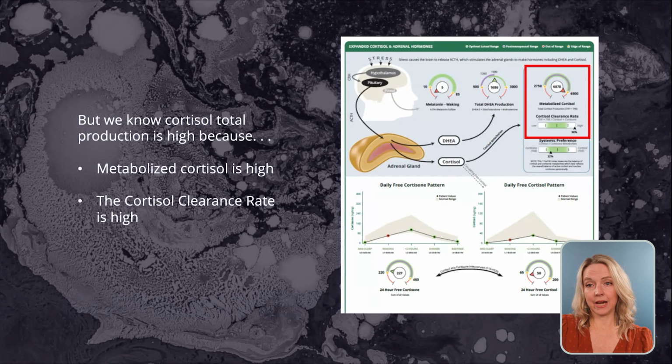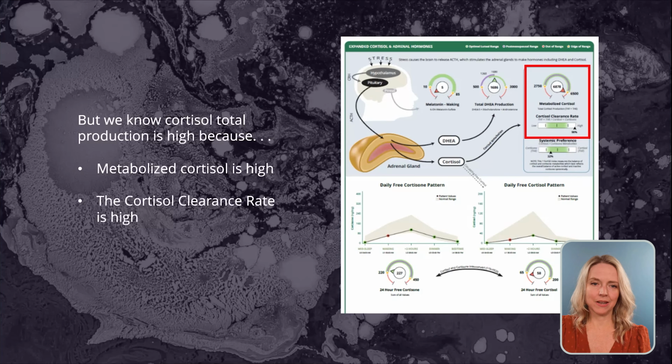We do see the high metabolized cortisol, and the fact that the metabolites are high informs us that the cortisol production and clearance is high, and the low free cortisols are actually maybe part of an adapted stress state. So if we would have just tested the free cortisols, we would have thought, gosh, this patient has low cortisol output, but that would have been an incorrect assessment.